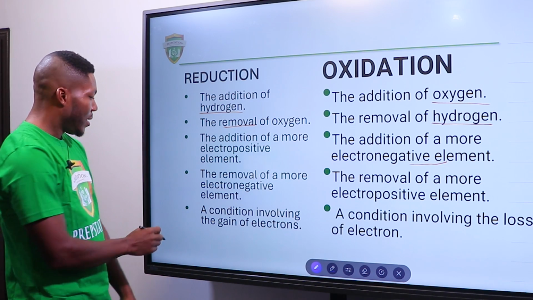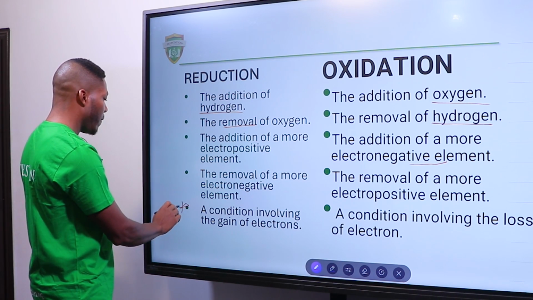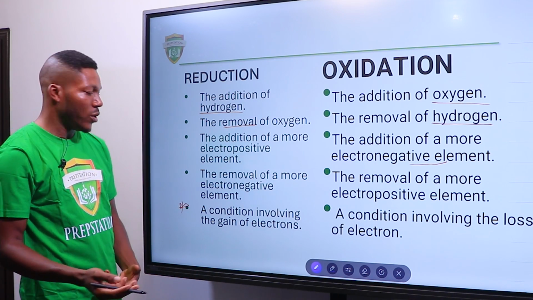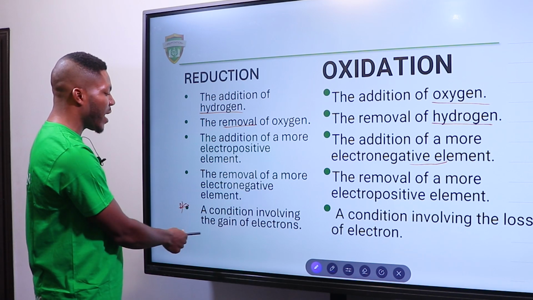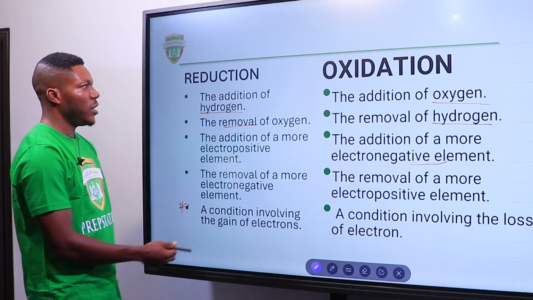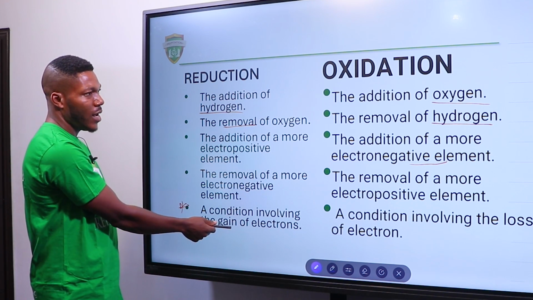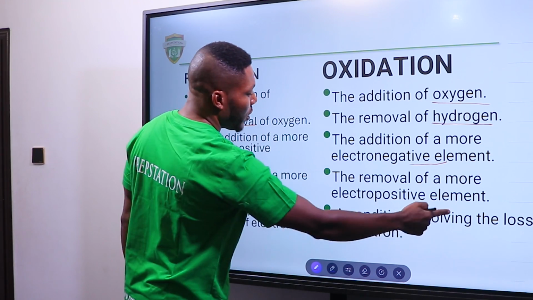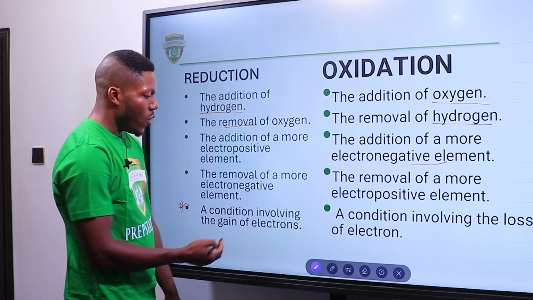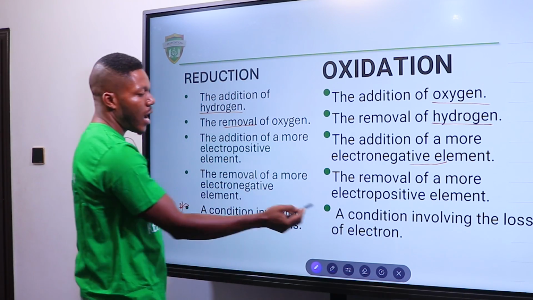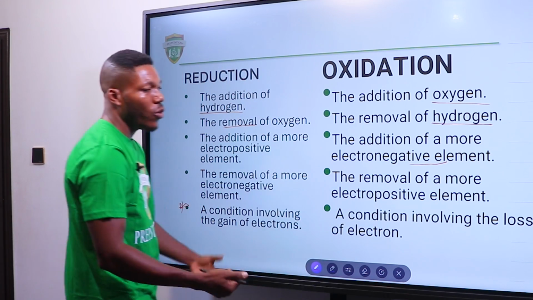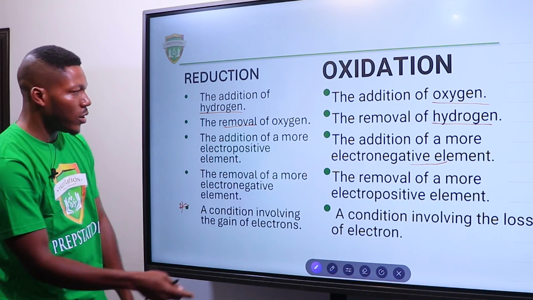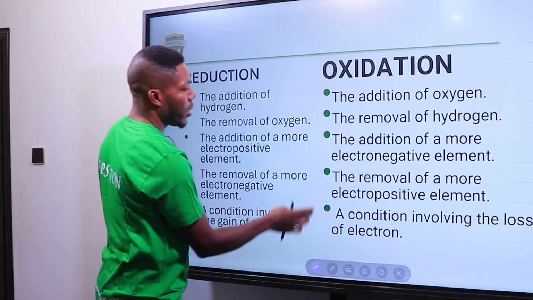Then lastly, this is the most vital definition of oxidation and reduction, involving the transfer of electrons. A condition involving the gain of electrons is known as a reduction process, as we saw in the previous picture. Whereas a condition involving the loss of electrons is oxidation. When one part is gaining, another part is losing. So combining these two processes together gives us a reduction oxidation reaction.